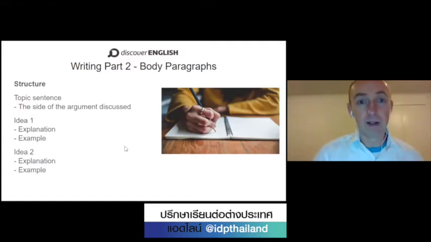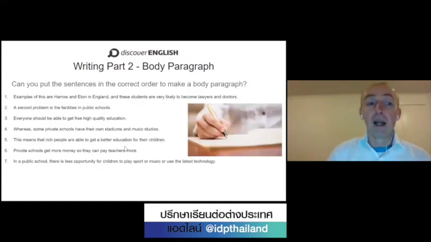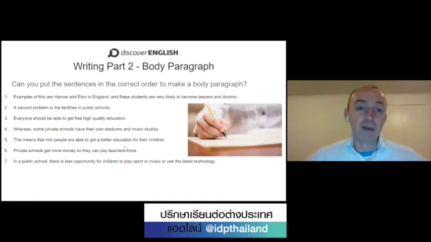So let's have a look. Here is a body paragraph that I've made. It's on the same topic of public education versus private education. I'd like you to put the sentences in the correct order to make a body paragraph. So I'll give you a couple of minutes. In the same way that I talked about, you want a topic sentence, then idea number 1, explanation, example. Idea number 2, explanation, example. Good luck. I'll give you a couple of minutes.